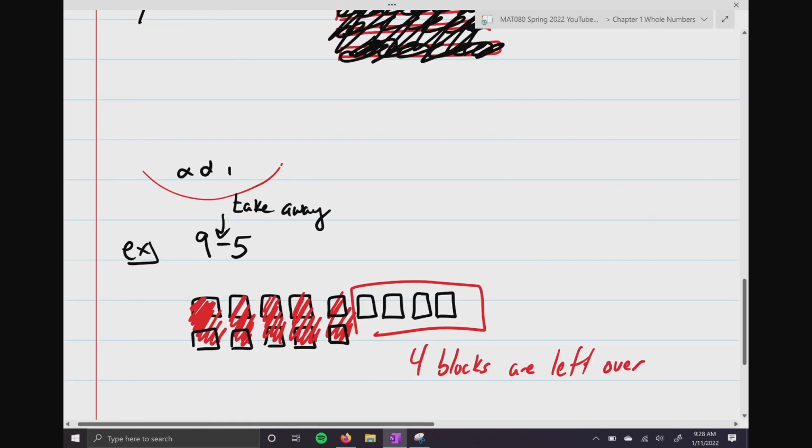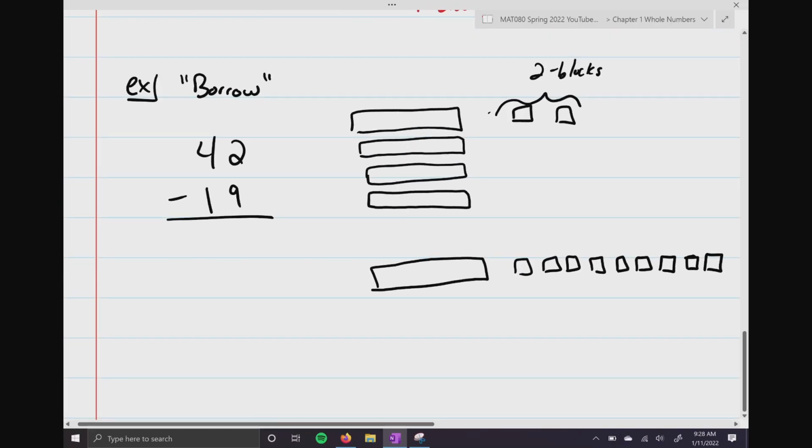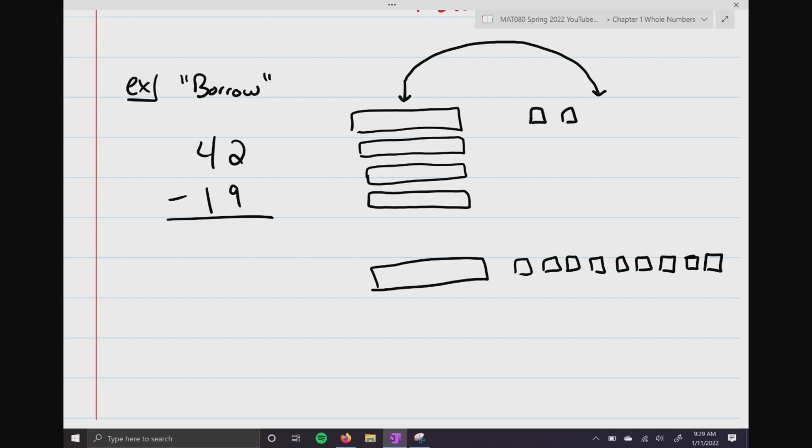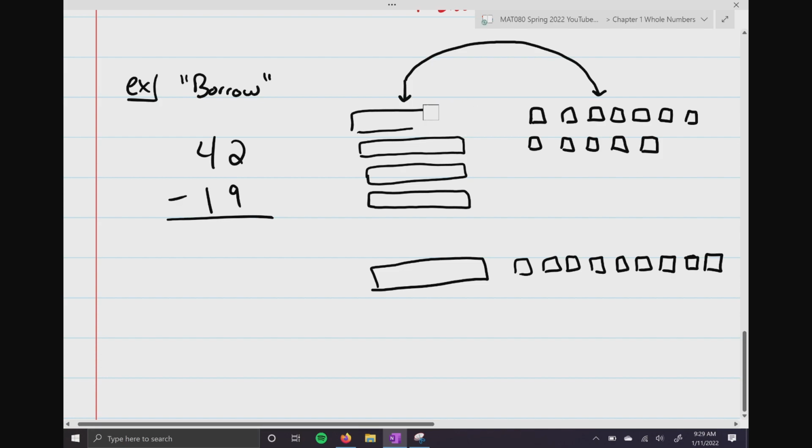Well, here in this problem, I can't do that, okay? So what I'm going to have to do is borrow. And so what I do by borrowing is I'm going to take this first rod, and I'm going to bring it over here, and I'm going to break it up. Now, we know 1 rod equals 10 blocks, so 1, 2, 3, 4, 5, 6, 7, 8, 9, 10. And now I just get rid of this.